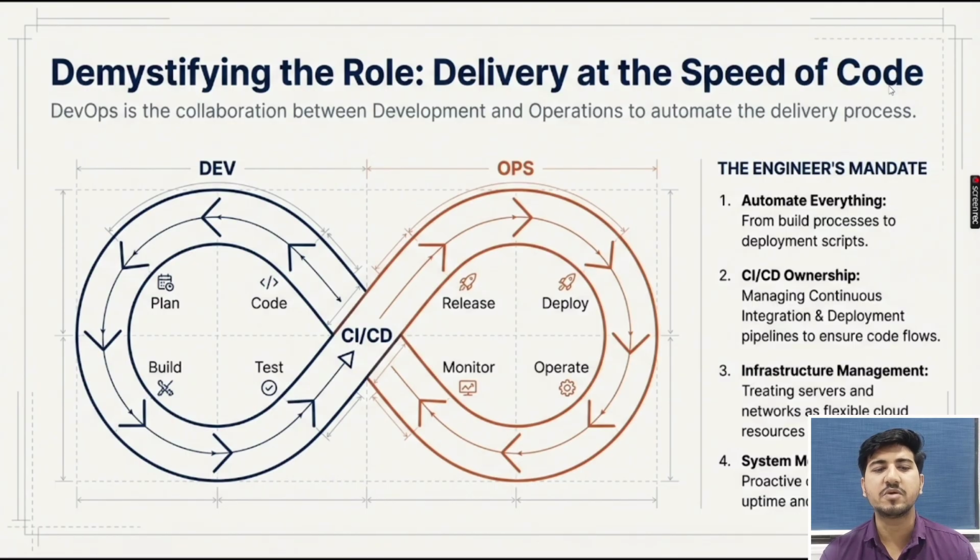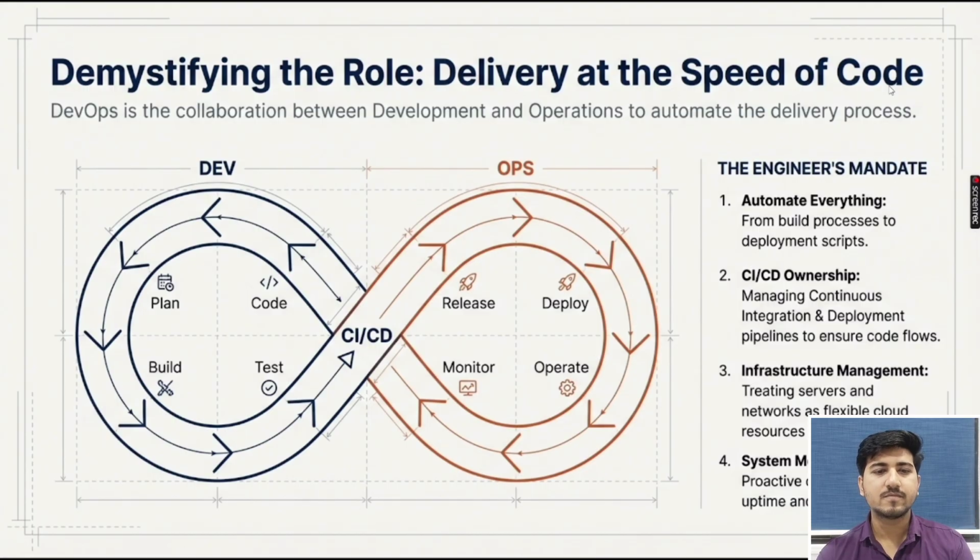So these are the things which will help you define your work as a DevOps engineer. First is automating everything using different tools like Docker or Kubernetes. All these tools you will be learning in DevOps. Then CI/CD ownership you will have to take. Then you will be doing the infrastructure management as well as the system monitoring. So these are the different aspects you will be doing.